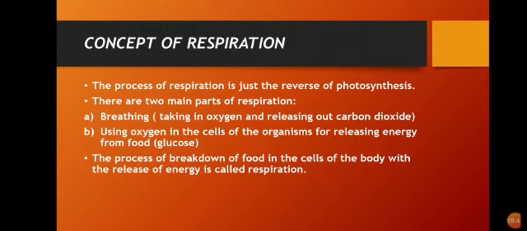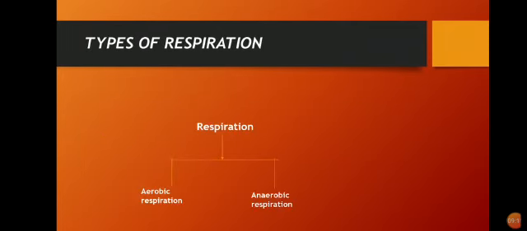The oxygen of air brings the breakdown of glucose. The process of breakdown of food in the cells of the body with the release of energy is called what? It is called respiration. Since the process of respiration, which releases energy from food, takes place inside the cells of the body, it is also known as cellular respiration. It takes place in all the cells of an organism.